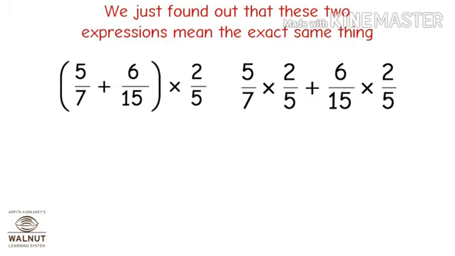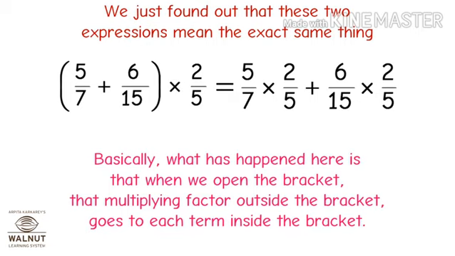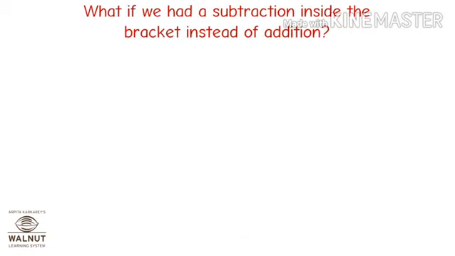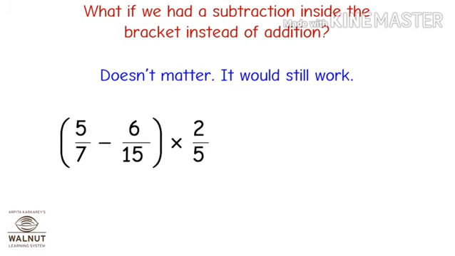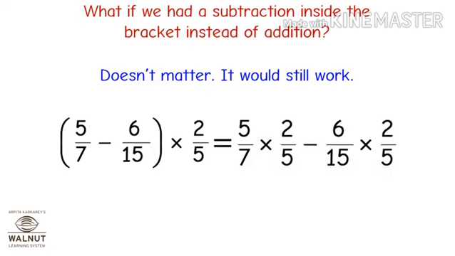We just found out that these two expressions mean the exact same thing. Basically, what has happened here is that when we open the bracket, that multiplying factor outside the bracket goes to each term inside the bracket. What if we had a subtraction inside the bracket instead of addition? Doesn't matter. It would still work. 5 upon 7 minus 6 upon 15, in brackets, multiplied by 2 upon 5 is equal to 5 upon 7 multiplied by 2 upon 5 minus 6 upon 15 multiplied by 2 upon 5.